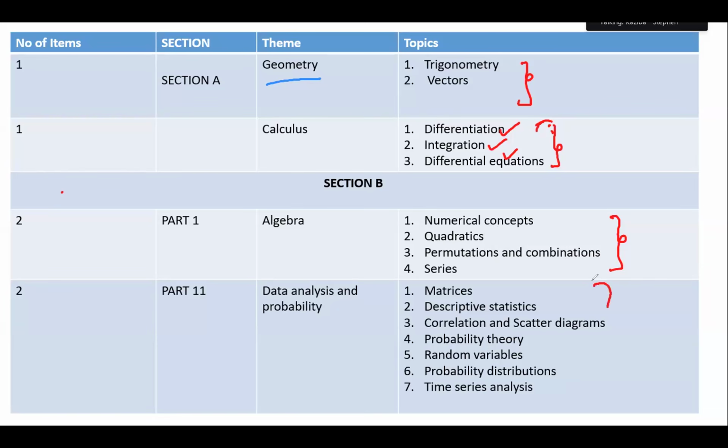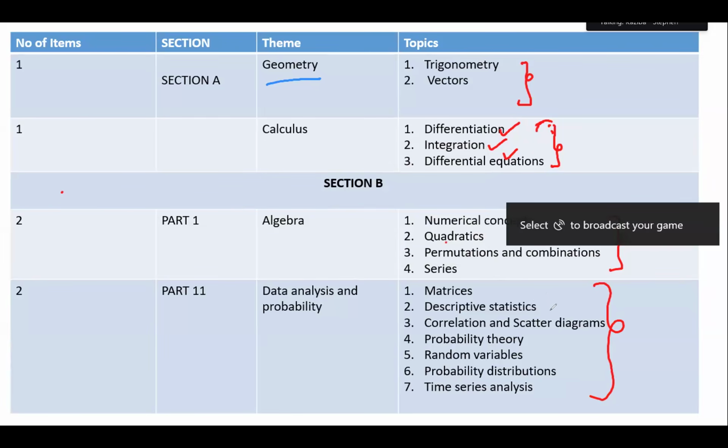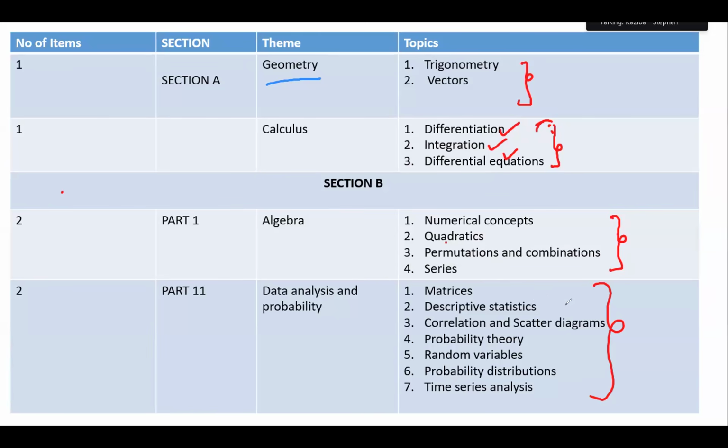Then the second part is the one that contains matrices. So under matrices, this is where you looked at how to use matrices to solve equations when you have 3 variables. Here, you looked at descriptive statistics, things of mode, mean, median, and the rest of that, quartile, and the rest of that. Then you went on and looked at correlation and scatter diagrams. You looked at how to use the graphs to estimate things. This is where you looked at the Spearman's rank correlation coefficient.